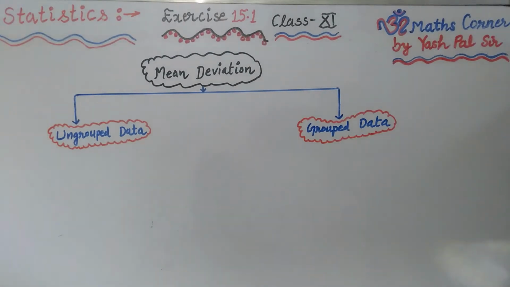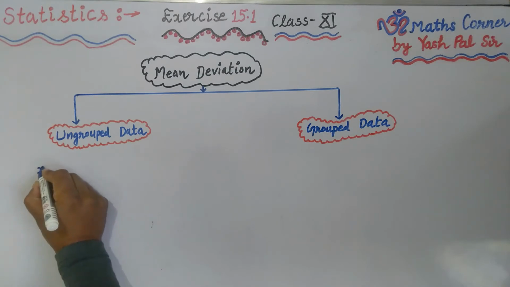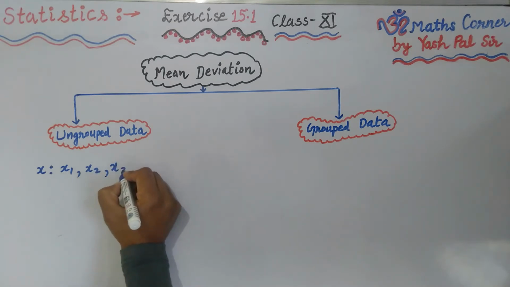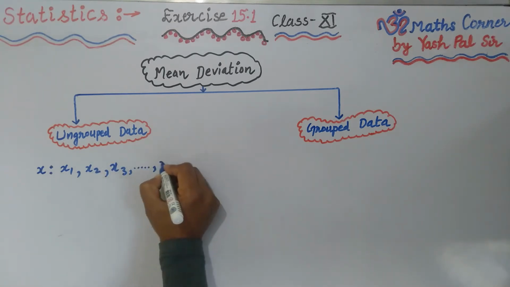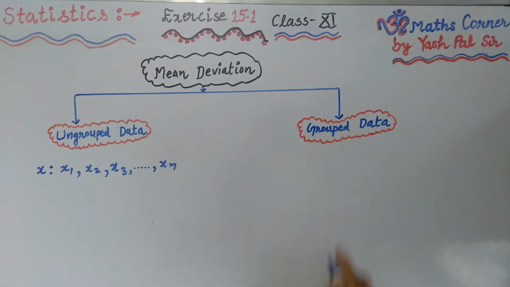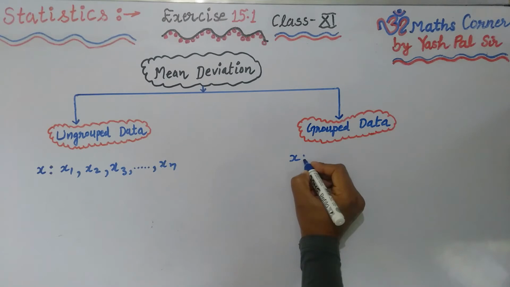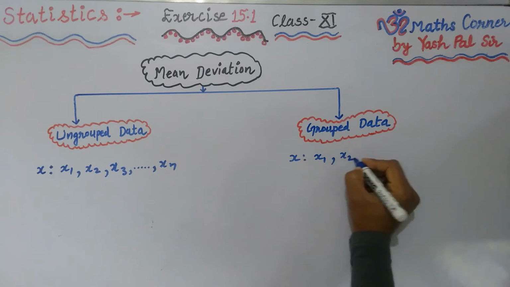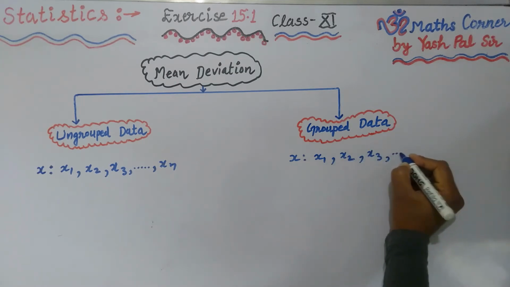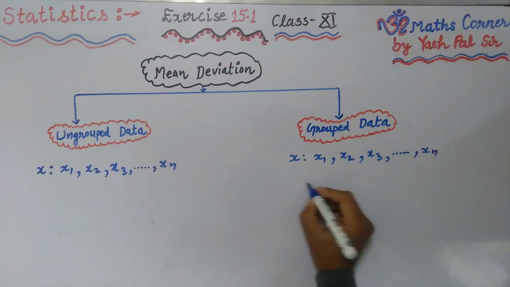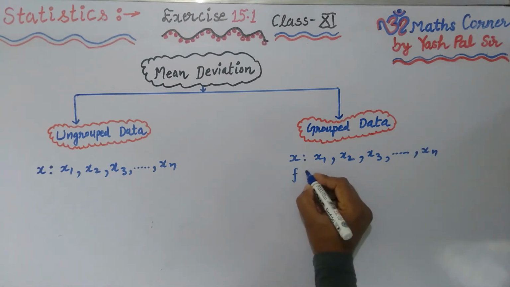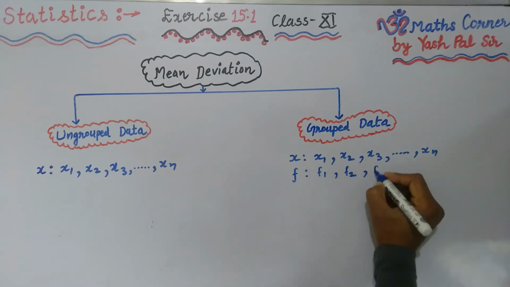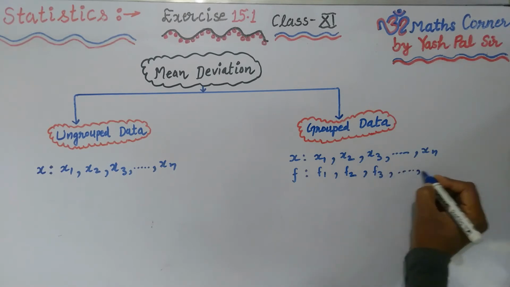Now, first of all, what is ungrouped data? Suppose the data is given like this: x1, x2, x3, and so on up to xn. Now, what is grouped data? Here, data is given like this: x, we write x1, x2, x3, and so on up to xn. Side by side, frequency is also given: f1, f2, f3, and so on up to fn.